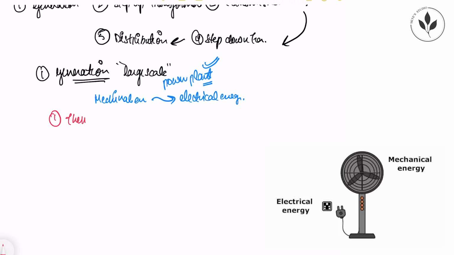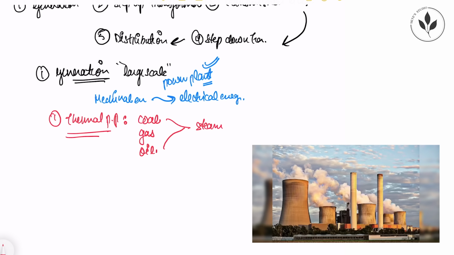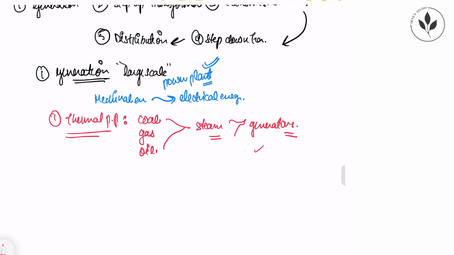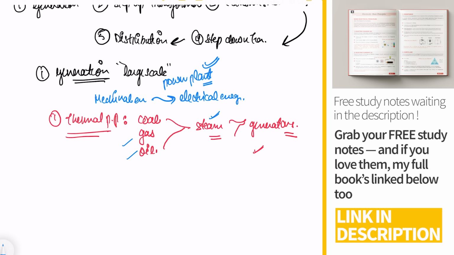The first type of power plant is known as the thermal power plant. In a thermal power plant, the basis that we use can be coal. We can burn coal or gas or oil, which is used to produce steam, and this steam helps in running the turbines connected to the generators, and that is how the energy is generated in a thermal power plant.